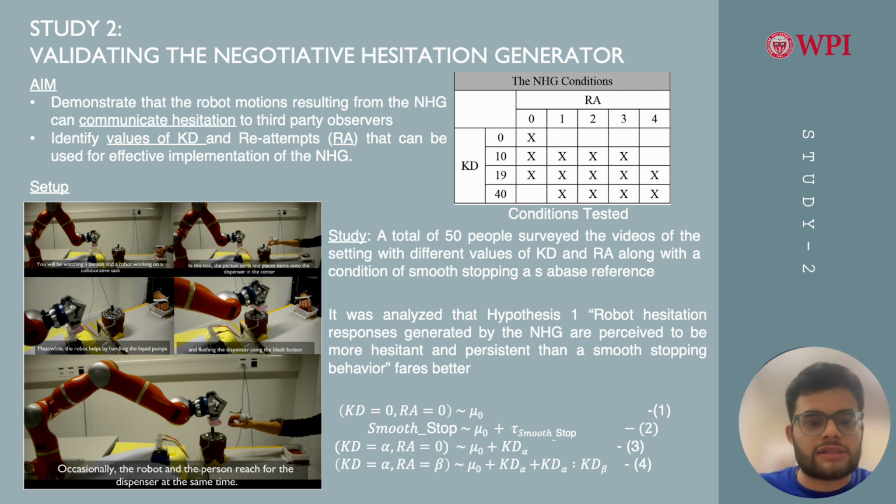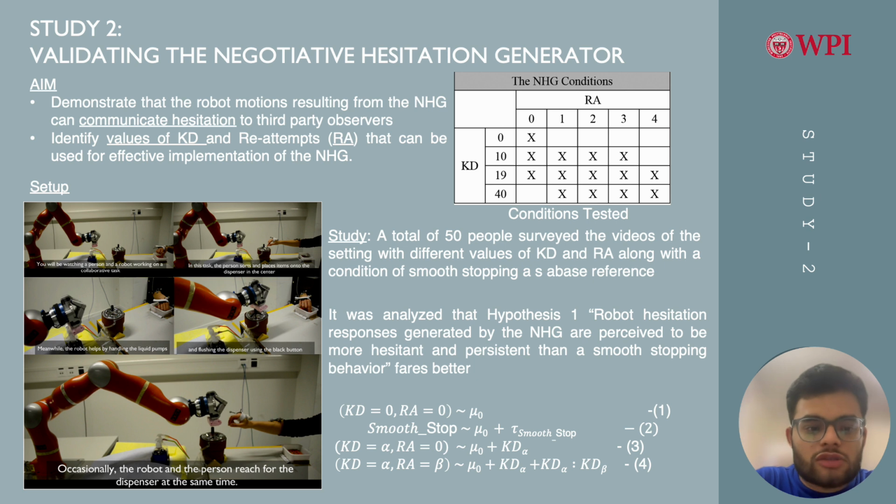That is, when the kickback distance is 0 and the number of reattempts is also 0, it is taken as mu naught, which is a base condition, also similar to the smooth stopping condition, where it differs by just a small variable, that is tau. Considering these base conditions as mu naught, we have kickback distance equal to alpha, where the number of reattempts is 0. We can see them as mu naught plus KD when we have alpha.